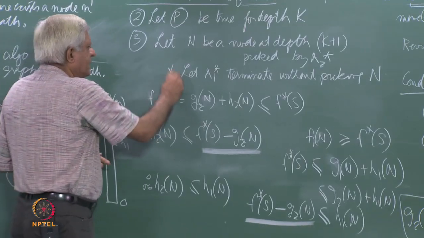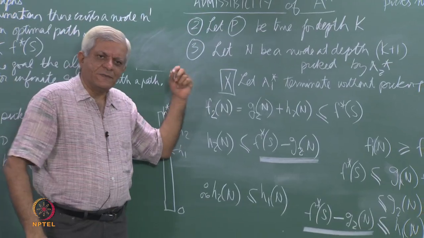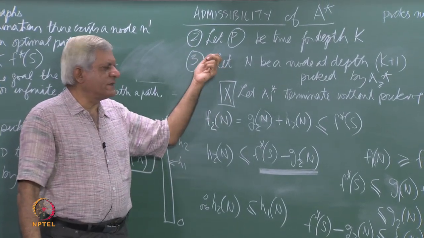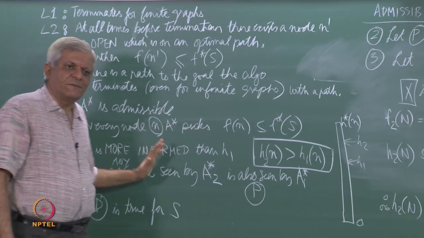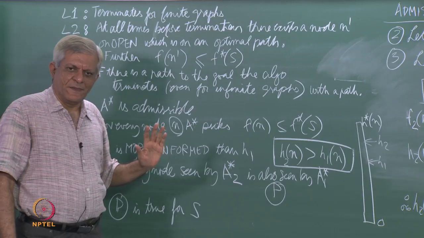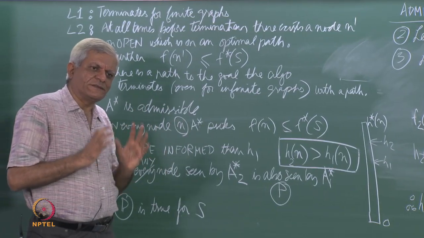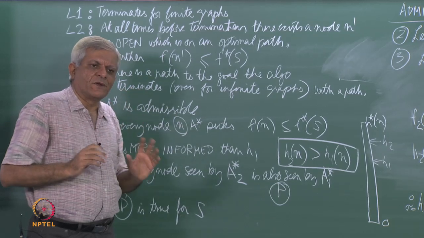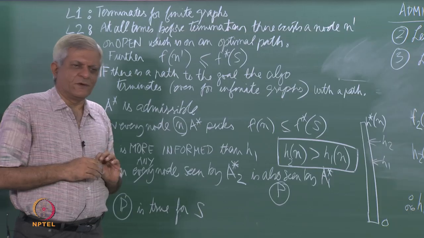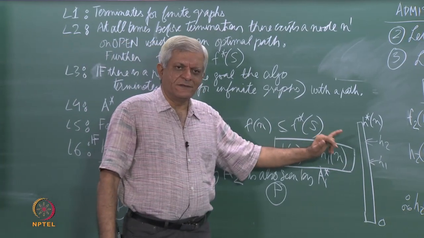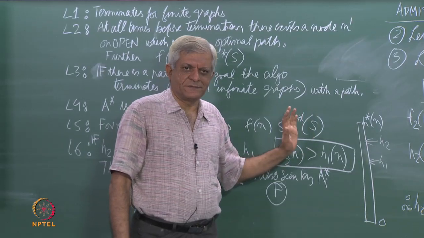So, this cannot be the case, and therefore, it cannot terminate without picking n, which means that if A2 has picked this node n, A1 also must pick this node n, which is the statement we are making, that every node seen by A2 will also be seen by A1. So, the effect of this is that the space explored by A2 is contained, not necessarily strictly contained, but contained in the space explored by A1 essentially. So, it always pays to have a better heuristic function. The higher the h1, h2, the better it is for us.